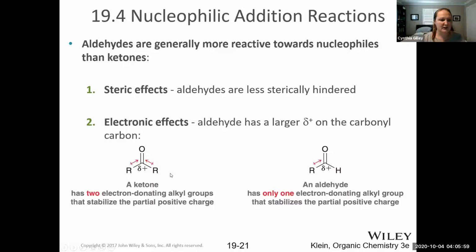The second factor is an electronic effect. The delta positive of an aldehyde is larger than the delta positive of the carbonyl of a ketone. The reason for this is, remember that alkyl groups next to something positively charged are electron donating, right? They donate through hyperconjugation into the slightly empty p orbital on this carbon, helping to stabilize it. So the ketone has 2 stabilizing groups, and the aldehyde only has 1. As a result, the positive character is larger on an aldehyde than a ketone.